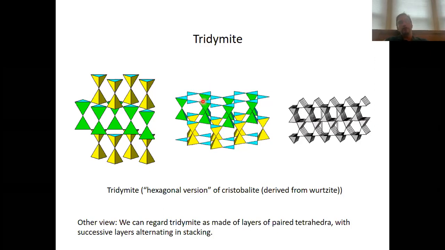So if you rotate this structure by 90 degrees so that these six-membered rings point to the front, then you arrive at this structure here. Okay, so this is how you can understand the tridymite structure.